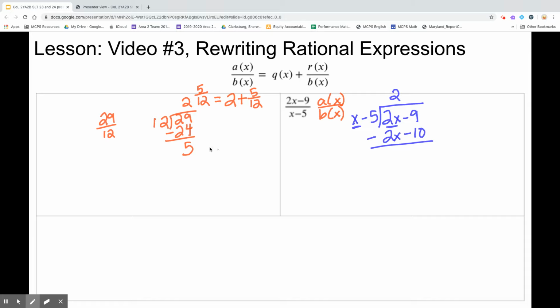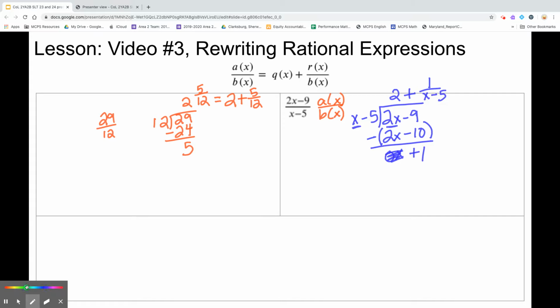And I subtract just as I subtracted here. I need to remember that this subtraction goes to the entire binomial here. So 2x minus 2x leaves me 0x. But if I have no x's, that means there's nothing here. Negative 9 minus a negative 10 leaves me a positive 1. So what does this tell me? This is my remainder, so I can write this as plus 1 over x minus 5.